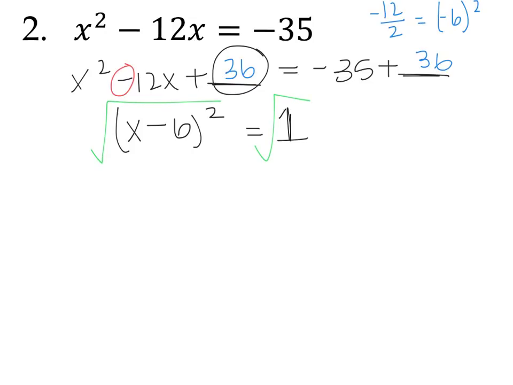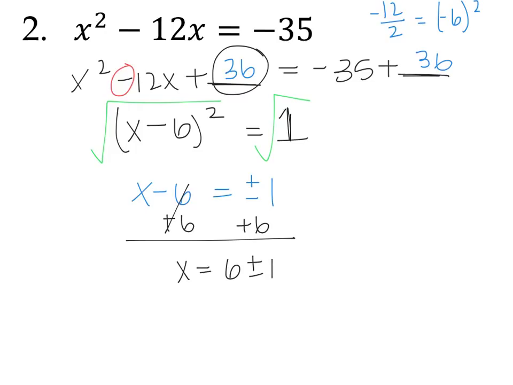Well, we know that the square root of anything that's being squared is just that anything, so I've got x minus 6 equals, and then the square root of 1 is plus or minus 1. We still don't have x by itself yet, so we need to add 6 to both sides. Those cancel, so now we've got x equals 6 plus or minus 1.